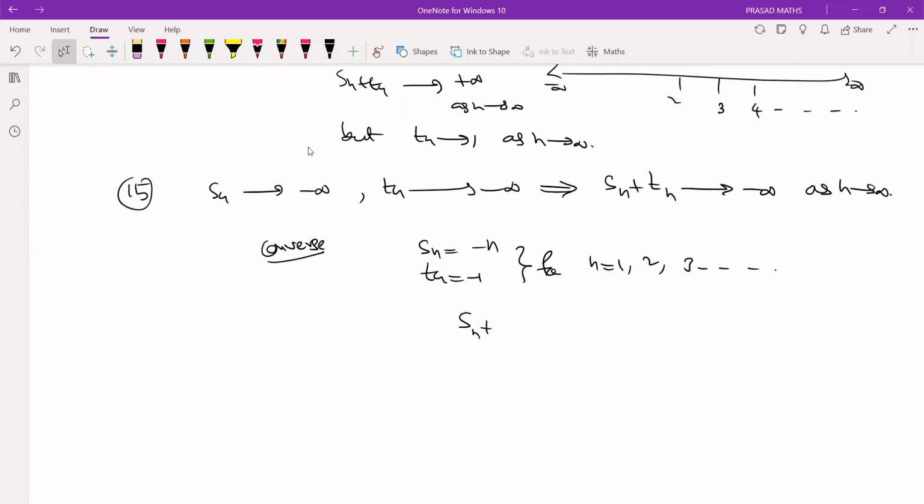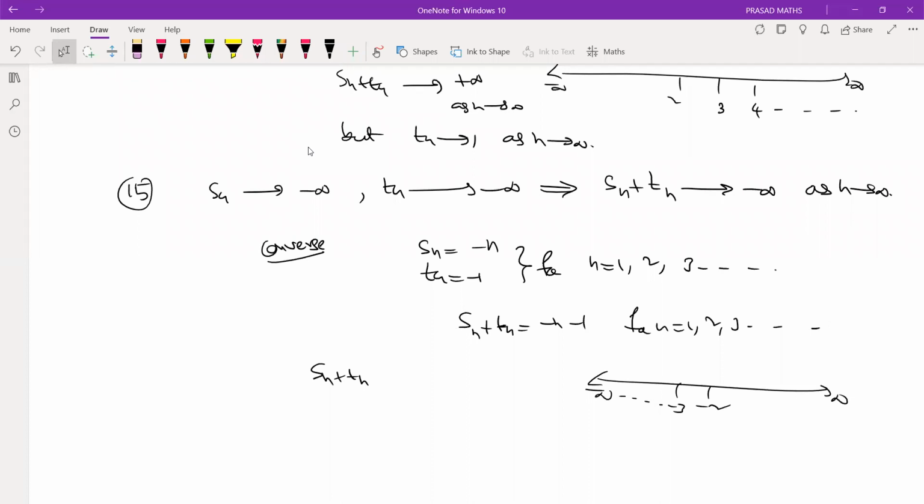So what you observe is that Sn plus Tn is equal to minus n minus 1 for n equals 1, 2, 3, 4 and so on. Therefore, this goes towards minus infinity. When you substitute n equals 1, this is minus 2, then minus 3, and so on. One can easily check it by the Archimedean property. So Sn plus Tn diverges to minus infinity as n tends to infinity. But Tn fails to be divergent. Tn is convergent; in fact, it converges to minus 1 as n tends to infinity.